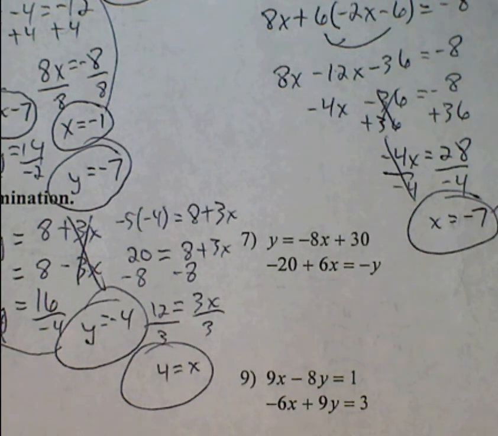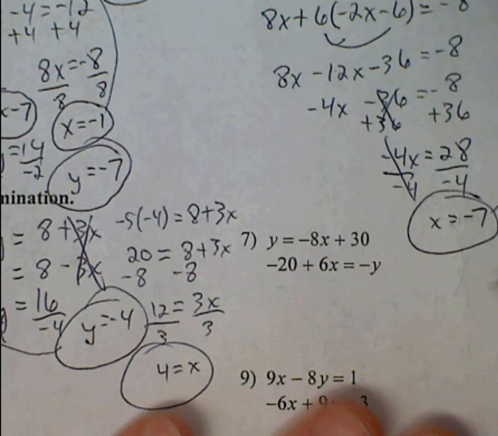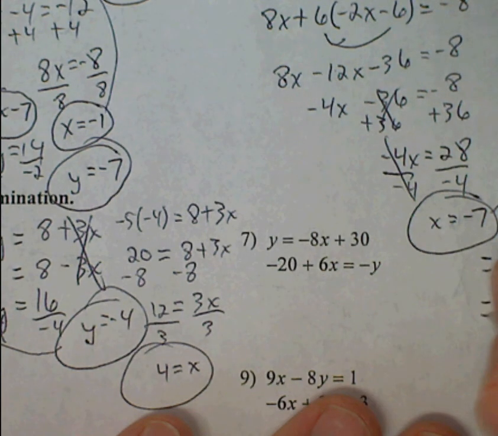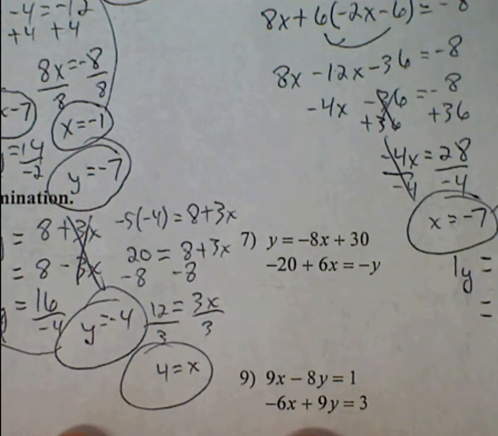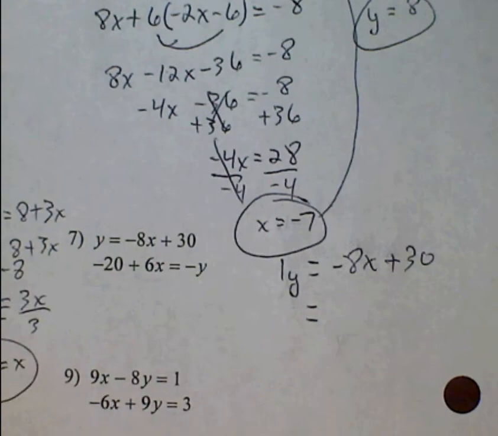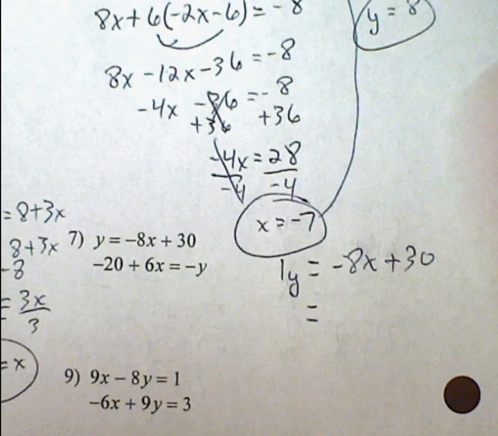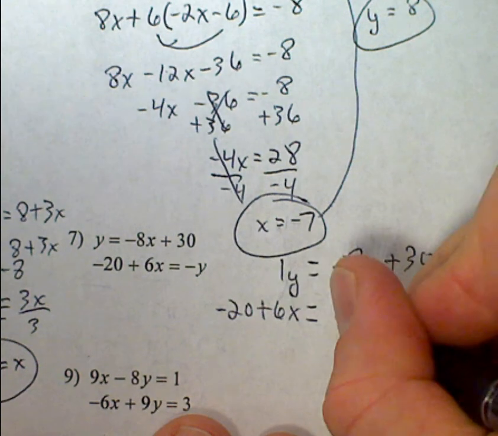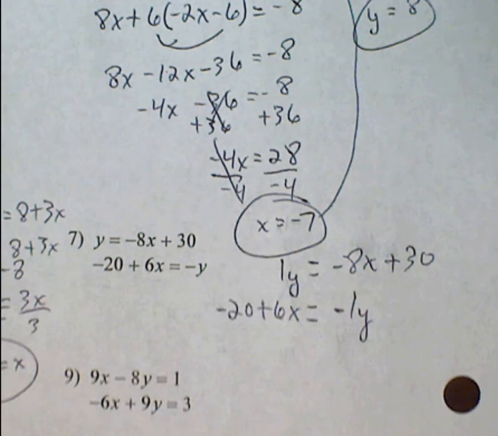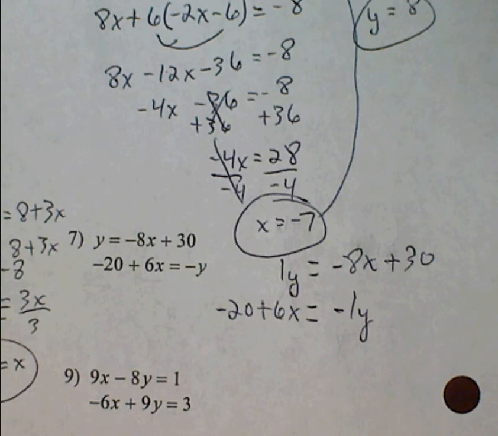My equal signs are not on top of each other. So I'm going to put my equal signs on top of each other. I have 1y equals negative 8x plus 30. Sorry. And then I have negative 20 plus 6x equals negative 1y. So I need them on top of each other.